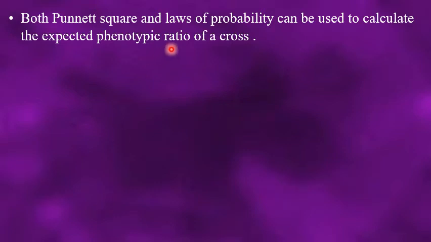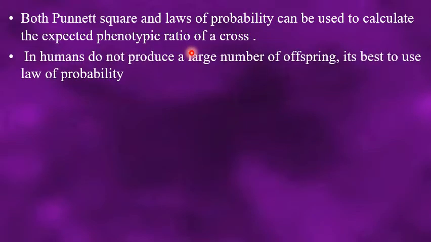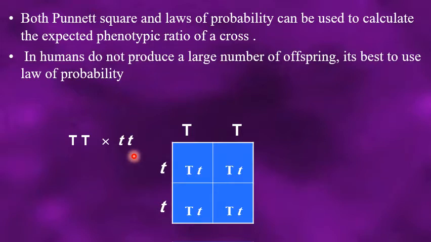Both the Punnett square and laws of probability can be used to calculate the expected phenotypic ratio of the crosses. But in humans, which do not produce a large number of offspring, it is best to use the law of probability. For example, use of the Punnett square: if we cross a pure or homozygous tall with a homozygous dwarf or short, by use of the Punnett square we can show the phenotypic ratio is 100% tall, and the genotypic ratio is also 100% capital T small t, that means heterozygous tall.